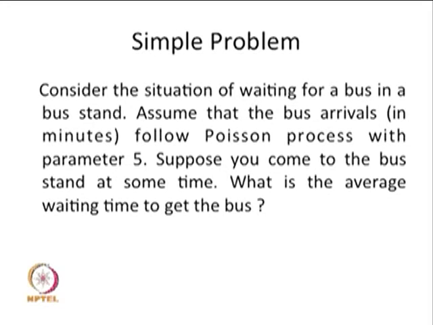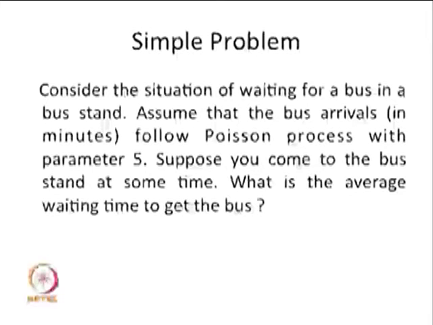Now, I am going to give the first example to illustrate the Poisson process. Consider the situation of waiting for a bus at a bus stand. Assume that the bus arrivals, in minutes, follow a Poisson process with the parameter lambda, the rate, that is nothing but the intensity or rate.